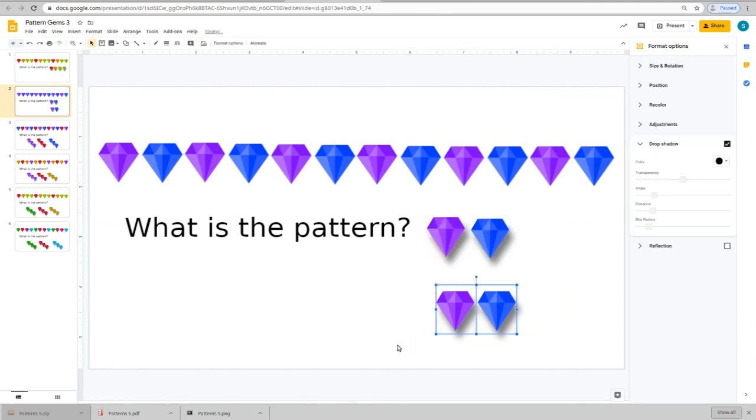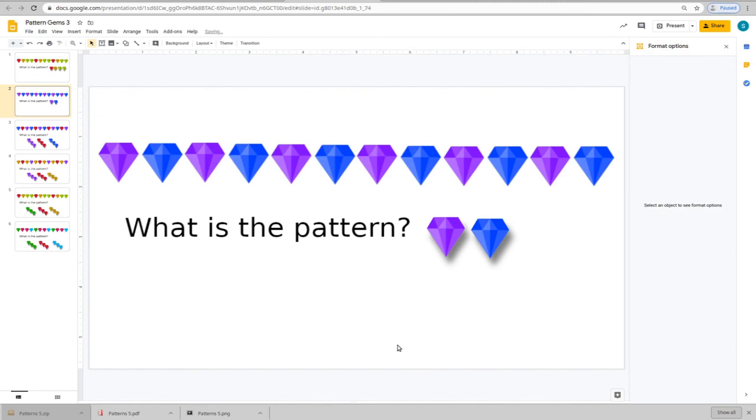Yep. So the pattern is the part that repeats, but it's also the smallest part that repeats. Don't join two parts of the pattern together and think they're the same. They're not. Alright? Okay.